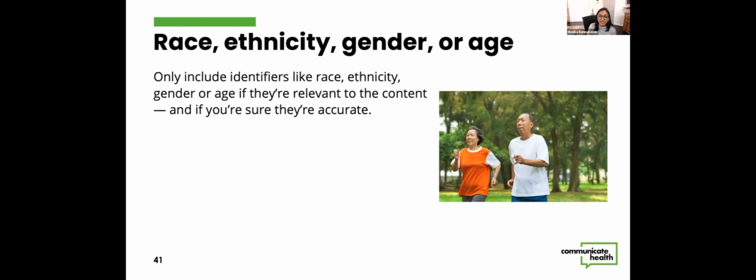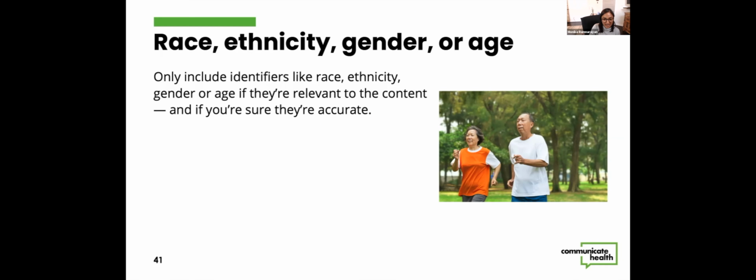And then finally, it's important to be really intentional about including identifiers like race, ethnicity, gender, or age. Generally, age is difficult to determine based on how someone looks. And race, ethnicity, and gender are complex identities that include physical characteristics, but are not something that we can assume just based on a person's appearance. Teasing this out is really where context becomes important, and we're going to talk a little bit more about context when writing alt text in a few minutes.